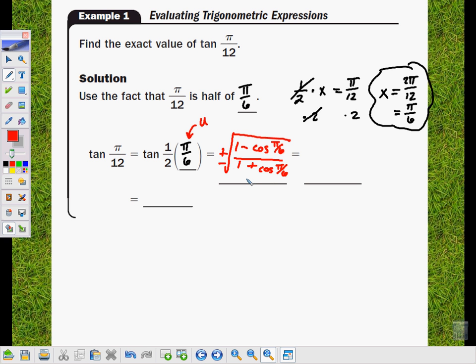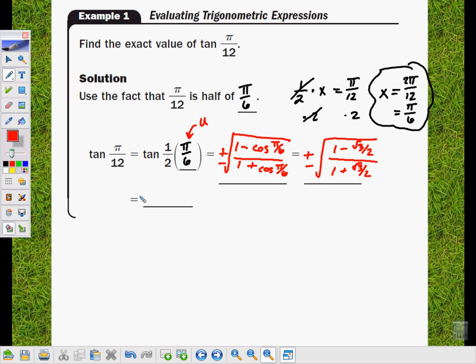It's worth noting that there is a variant of the tangent half angle formula that is popular. I'm not going to use it in this video, but I'm sure you can find it elsewhere. So then simplifying that a little bit, we get plus or minus the square root of 1 minus the cosine of pi over 6. Well, that's going to be square root of 3 over 2. And then 1 plus square root of 3 over 2.